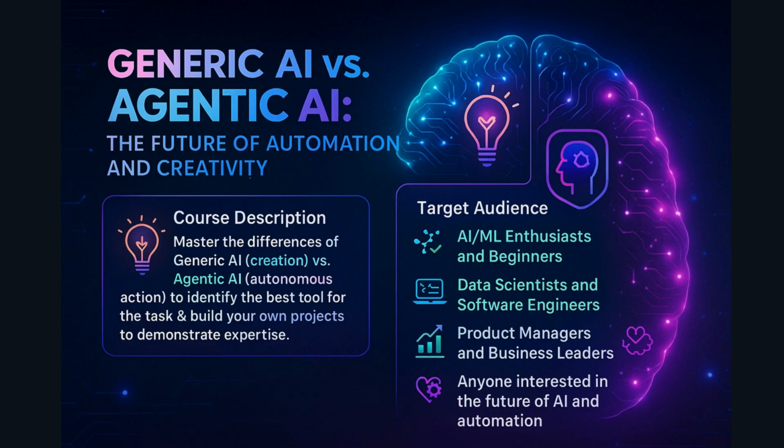Regardless of your current role, whether you are an AI or machine learning enthusiast seeking architectural depth, a software engineer focused on implementation, or a business leader determining organizational efficiency, this course is designed to transition you from being a user of AI to an architect of automated systems. By mastering the fundamental differences and critical applications of generic versus agentic AI, you will gain the expertise to choose the right tool for the job, deploy complex solutions, and demonstrate true expertise in the future of automation.